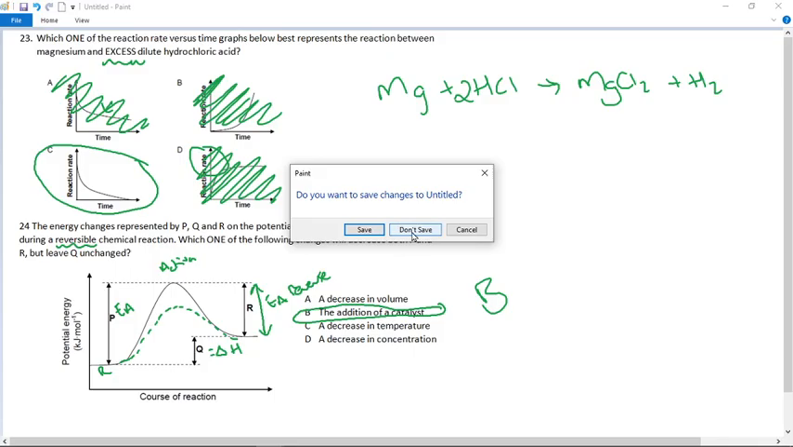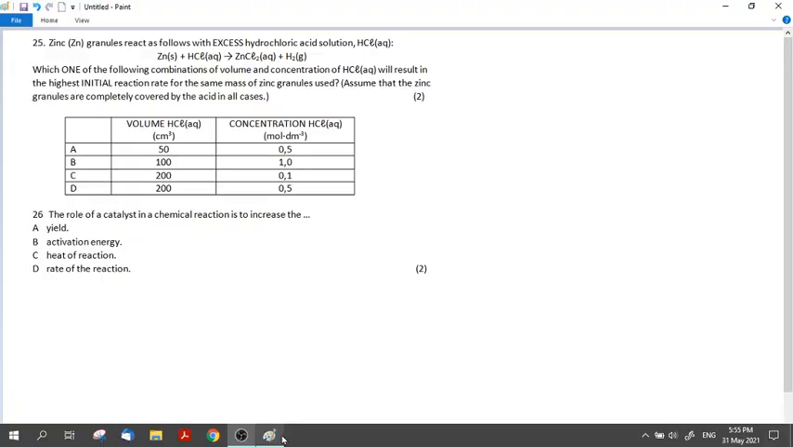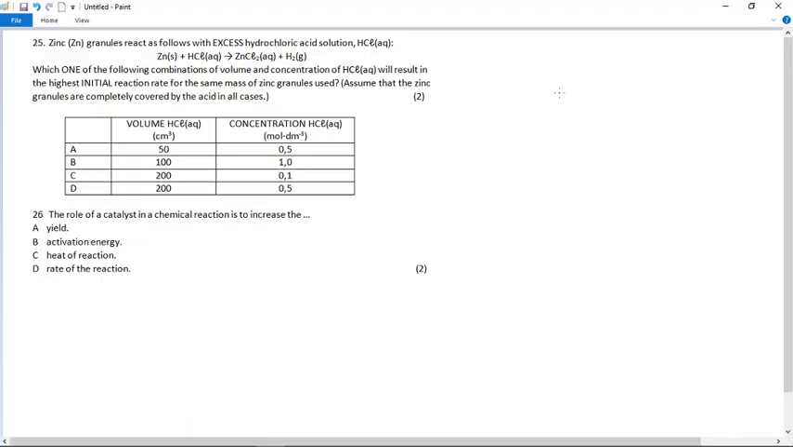Okay, and finally 25 and 26, both of which came from the November 2020 question paper. It says zinc granules react as follows with excess hydrochloric acid as shown below. Zinc plus hydrochloric acid goes to zinc chloride and hydrogen gas. Which one of the following combinations of volume and concentration of hydrochloric acid will result in the highest initial reaction rate for the same mass of zinc granules used? Assume in all cases that the zinc is completely covered by the acid.